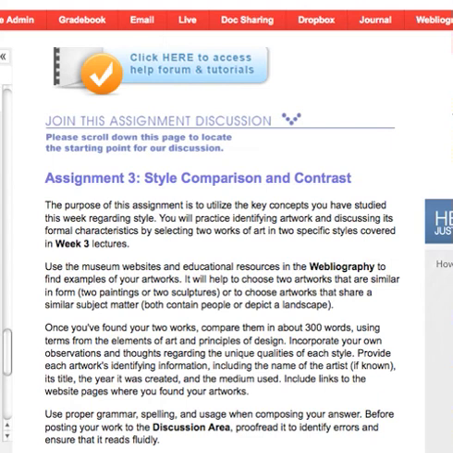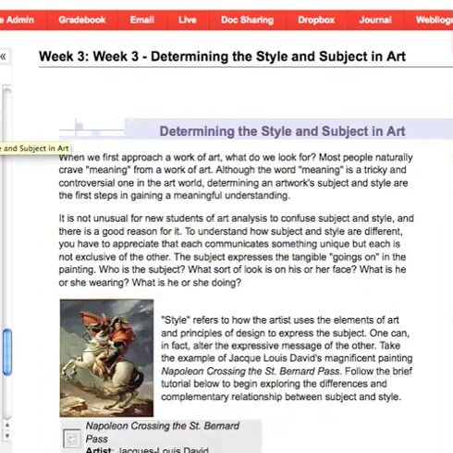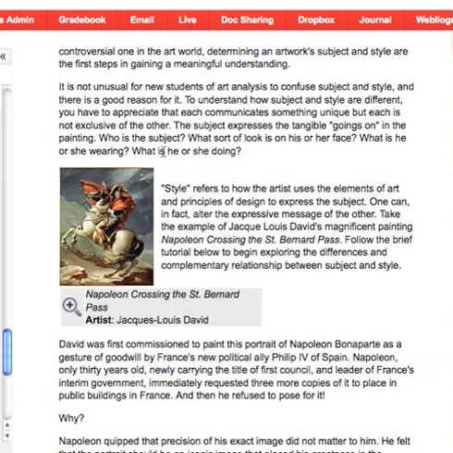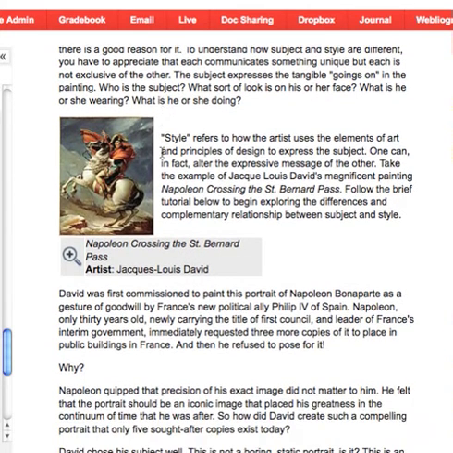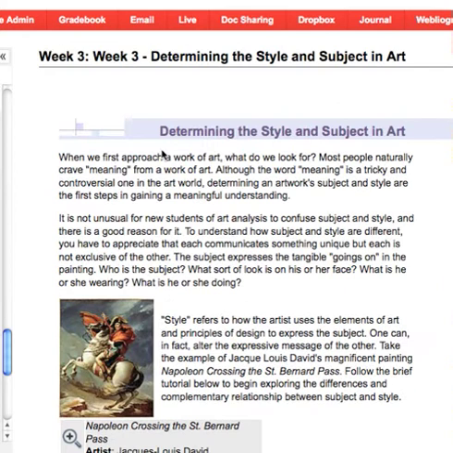Talk a little bit about week 3 and looking at style. I'm looking at assignment 3, but really, if you go back to the beginning of week 3, the introduction is going to talk to you a little bit more about determining the style and subject in art. You'll be given a lot more terms, so let's start it out good. Let's sit down with a piece of paper and a pencil, and as you come to these terms, go ahead and write some of them down, okay?